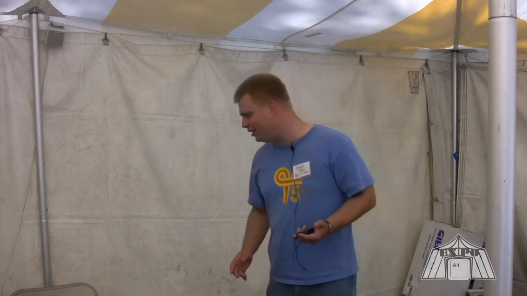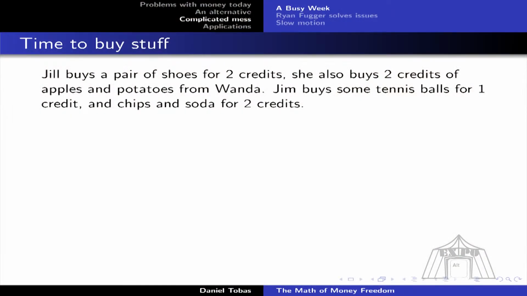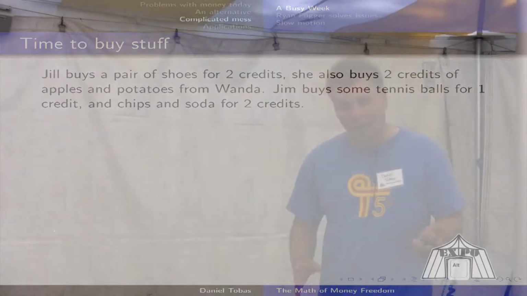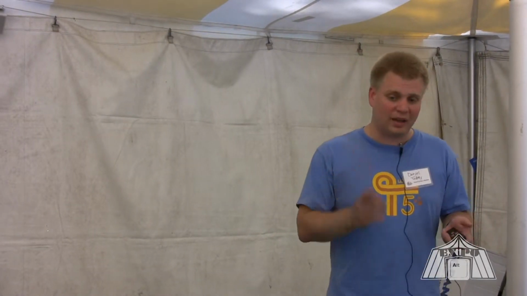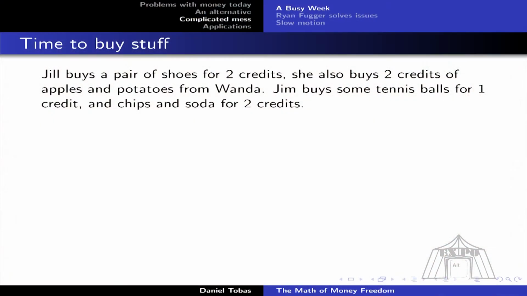But now it gets even more complicated. In my example, I have that Jill buys a pair of shoes for 2 credits. She also buys 2 credits of apples and potatoes from Wanda. Okay, so she spent some of her credits with Dale and some of her credits with Wanda. Okay, or Balls Inc. and Foods Inc. So she got to choose how she wanted to spend her credits under this system.